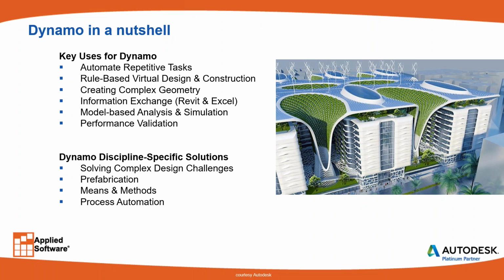So there are some discipline-specific solutions, whether it's structural or construction or MEP, that require a solution for complex design challenges. For architects, it's solving complex design challenges, such as the one you see on the right-hand side. Just doing that manually is not going to be a very pleasant experience. It just takes way too much effort to produce such a design manually. You want it to be driven by rules as much as possible.